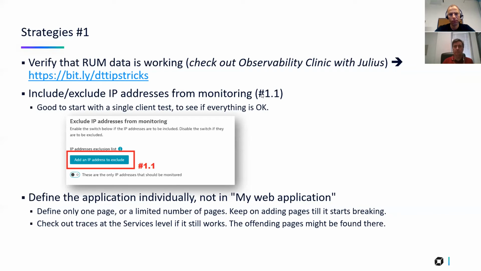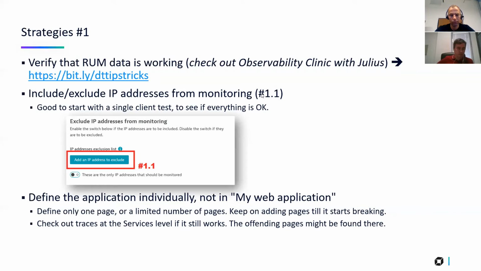So let's start with index.aspx. Okay, it doesn't break. So we can quickly figure out that we can start RUM and not break it. And then sometimes we have to go to the services level to check what types of requests are being made, to try to identify the ones that might be breaking. So basically it's a quick test.